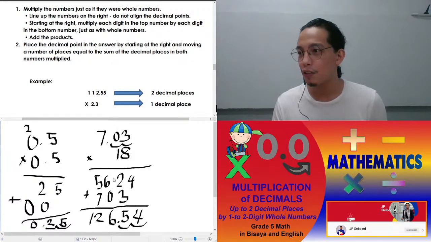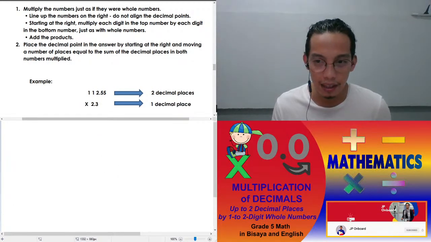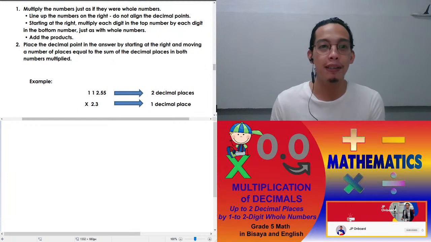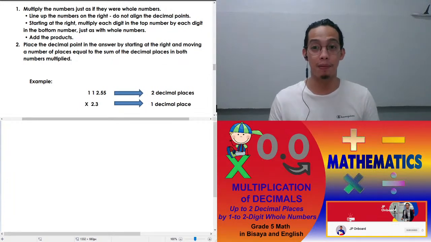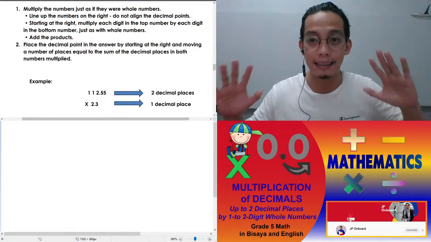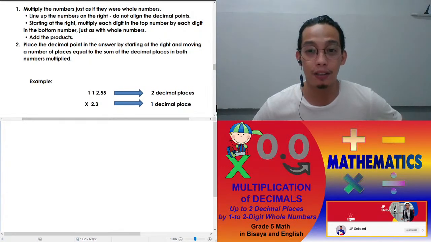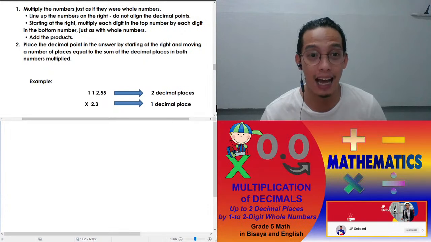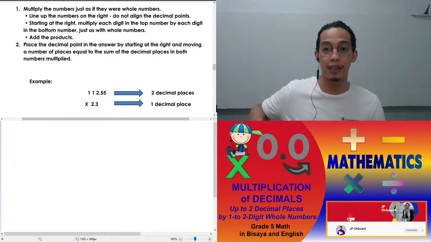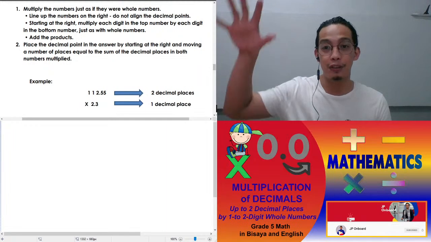Okay, so if you don't have questions, let's try to recap our lesson. So it's multiplying the numbers just as they were whole numbers. So you multiply the numbers as if they're whole numbers. So do not think of decimal places yet. Line up the numbers on the right, but you do not align the decimal points. You don't need to align the decimal points. Okay, align them to the right.